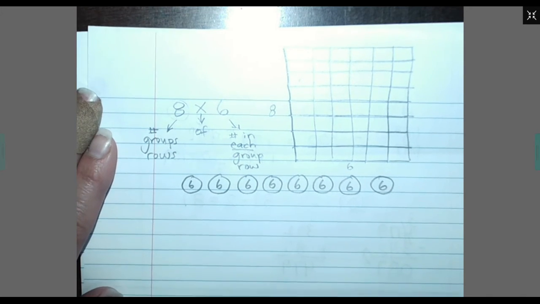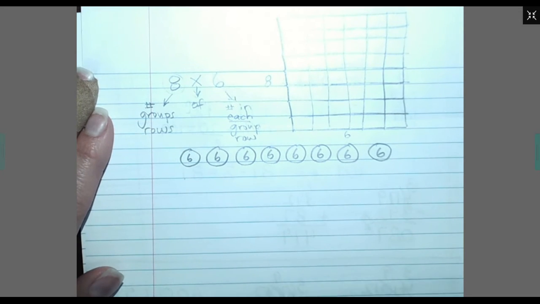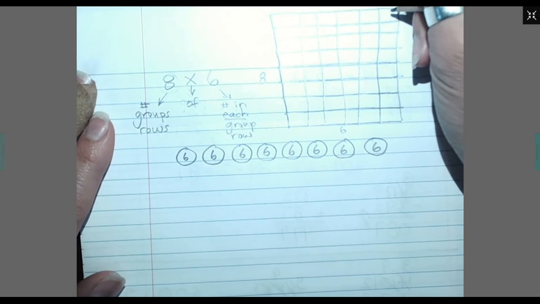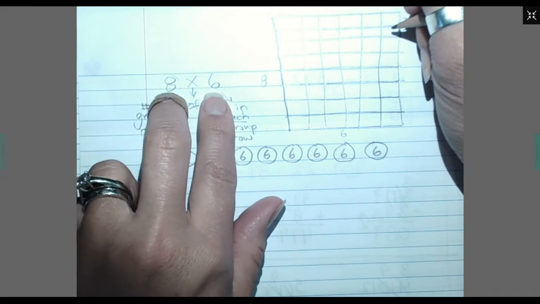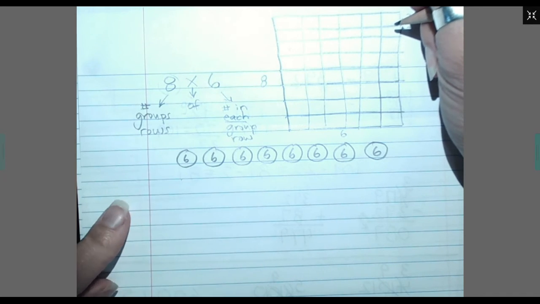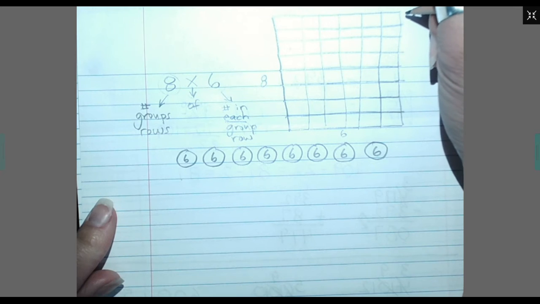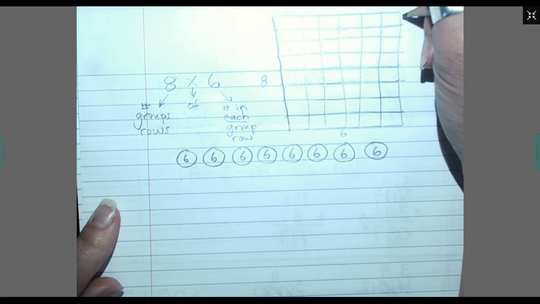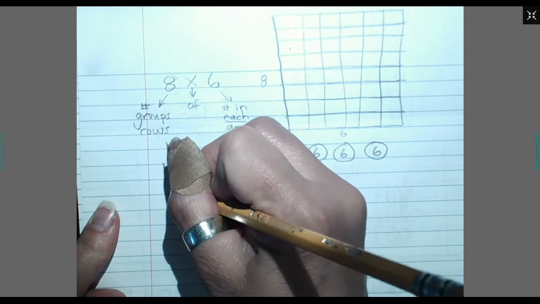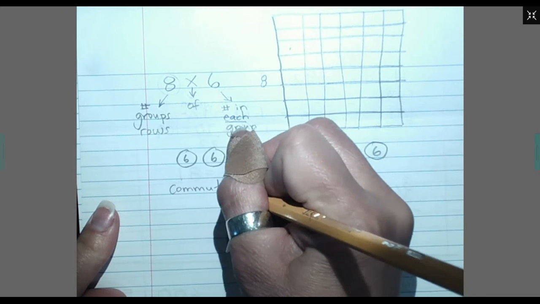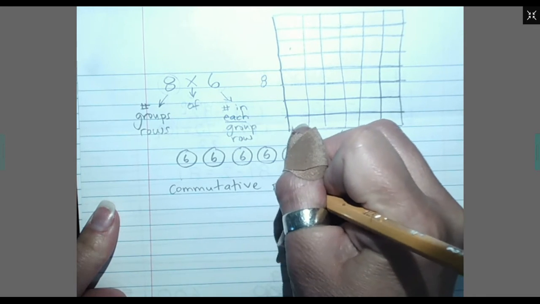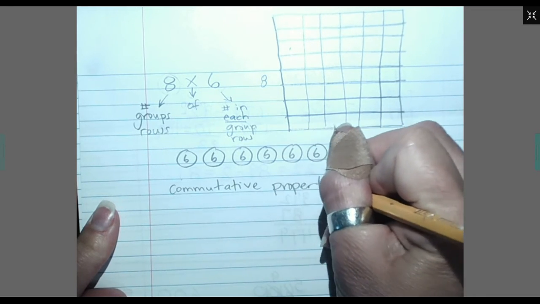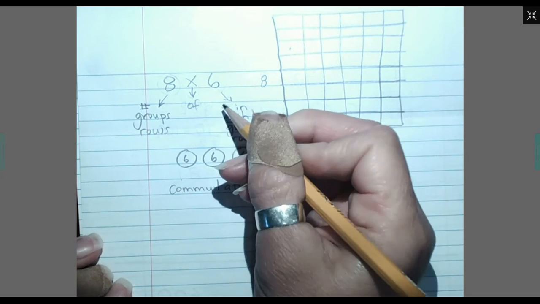Now, is it possible that you can have 6 rows of 8? So can we flip these? Is that possible? Yes, it is. Do you know what property tells us that is possible? The commutative property. The commutative property tells us that it does not matter what order my factors are in.